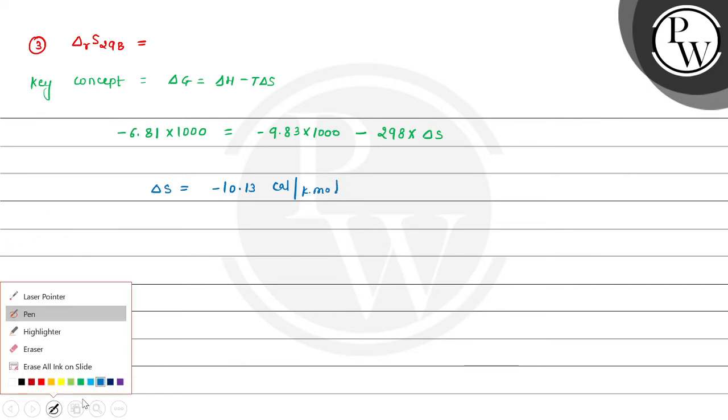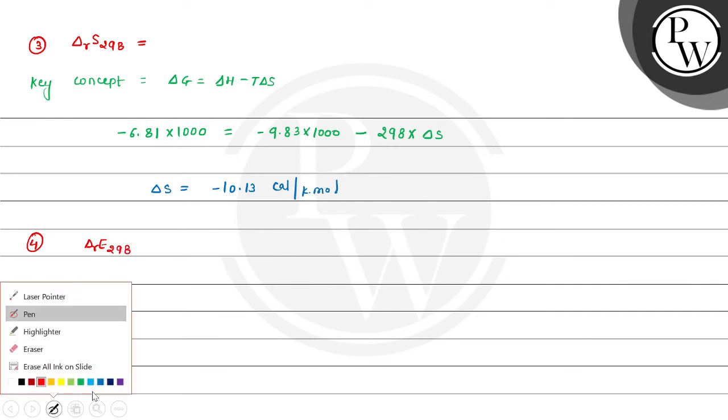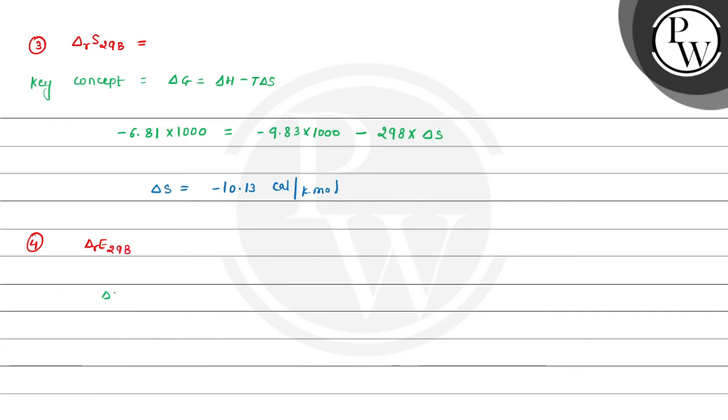We have to calculate the fourth one, that is, change in internal energy of this reaction at 298 Kelvin. So we know that del H is equal to del E plus del Ng RT. Here del E is equal to change in internal energy. So firstly we will calculate the value of del Ng. So del Ng is equal to number of gaseous moles at product side minus number of gaseous moles at reactant side.